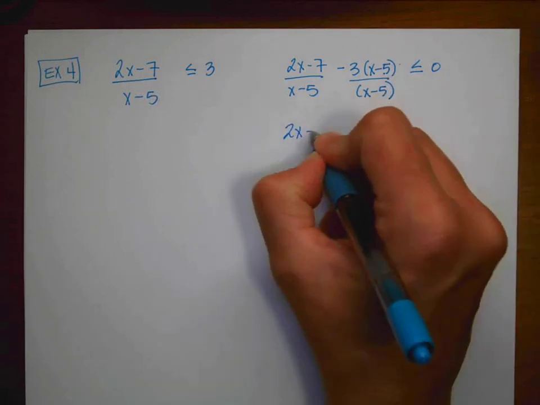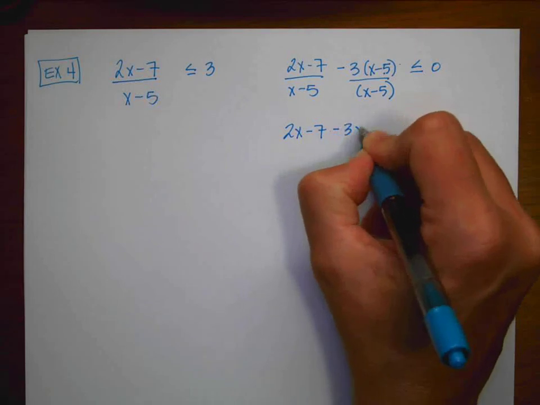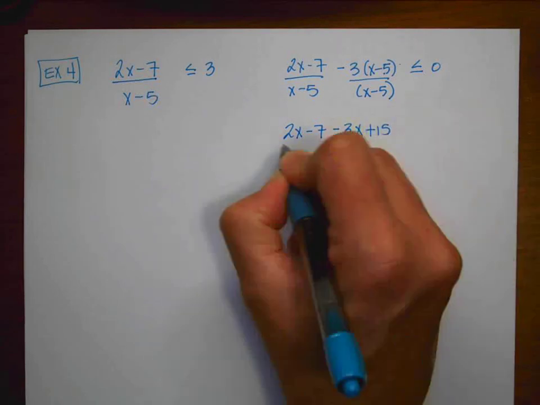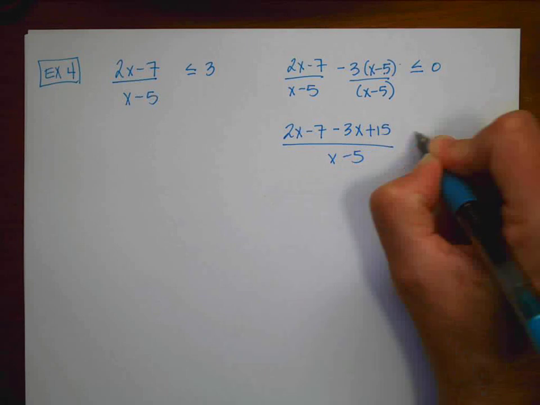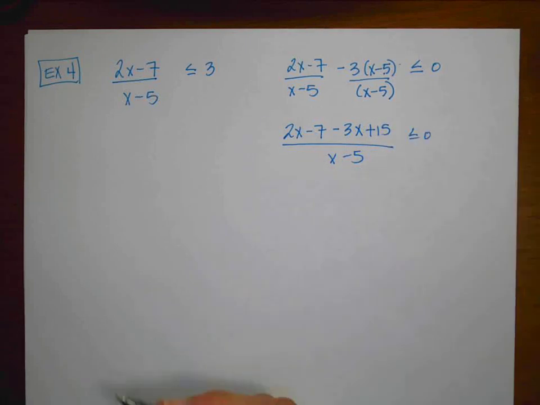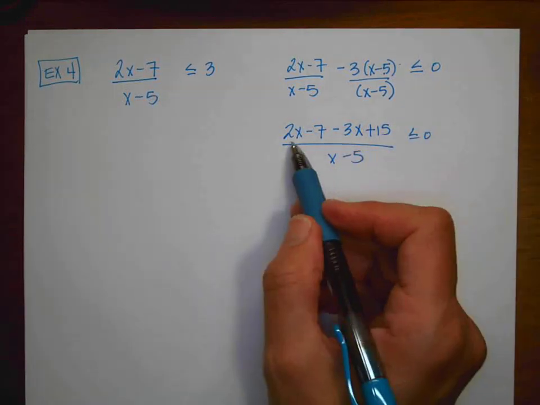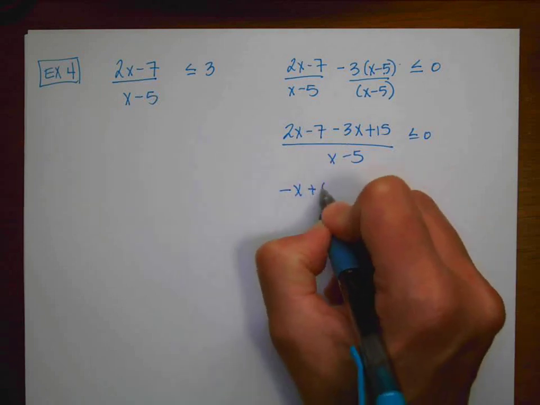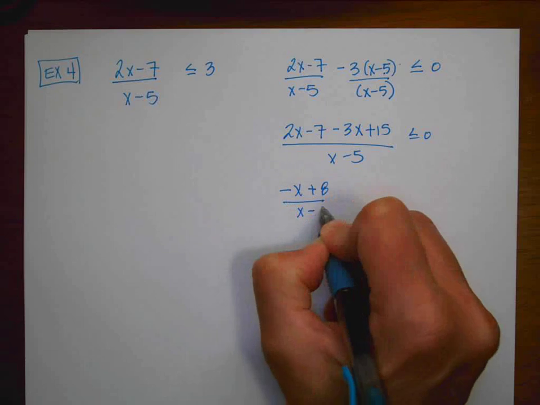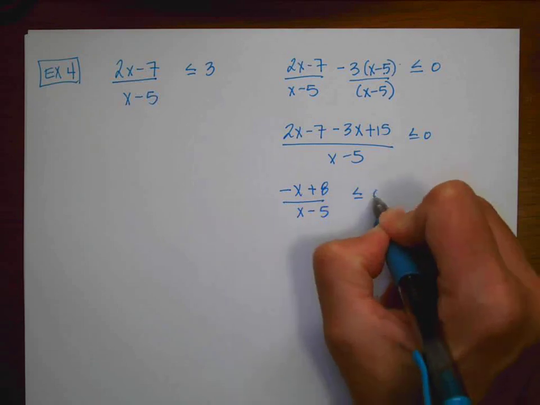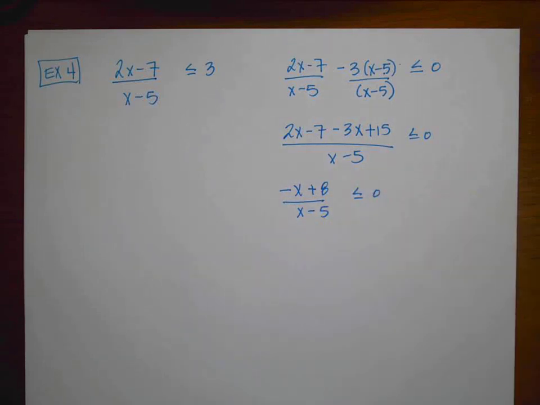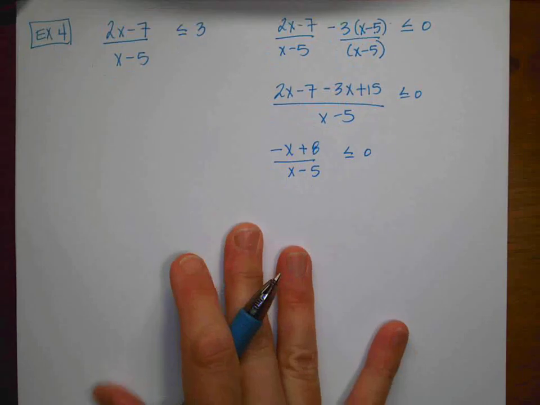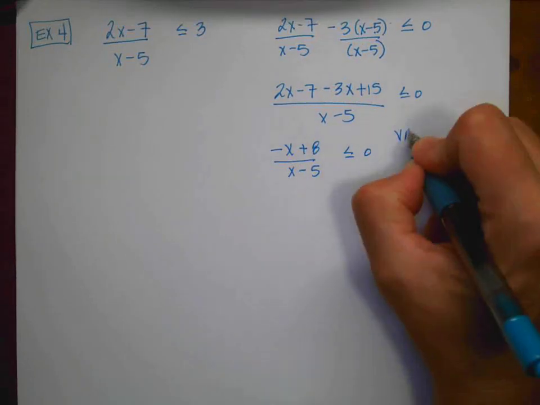I'm going to distribute and do this math. This is 2x minus 7 minus 3x plus 15 over x minus 5 is less than or equal to 0. I'm going to simplify this. This turns out to be a negative x plus 8 over x minus 5 is less than or equal to 0. And so now I know a lot of information about my rational function.